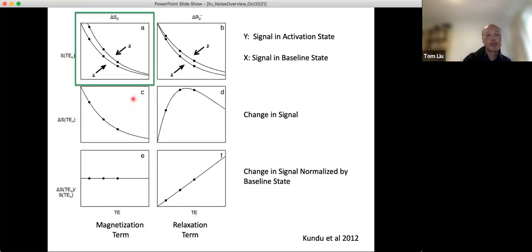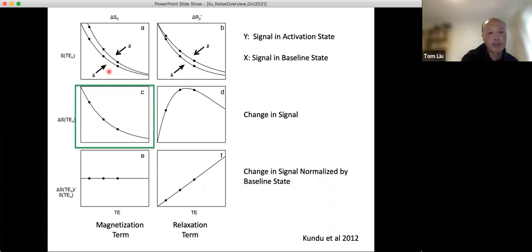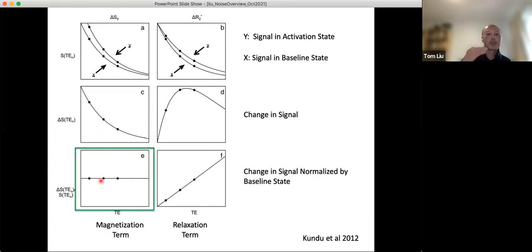Okay, so let's review that a little bit. If we look at the two signals that are required when there's a change in the initial magnetization, those two signals would look like this. If I take the difference, because it's a difference of two exponentials, it stays exponential. Then when I divide this by the baseline, I just get this straight line here. So the nice thing is that when we look at percent change, the magnetization term is independent of echo time. This figure was from the Prantik Kundu paper, which nicely goes through this whole echo time dependence.